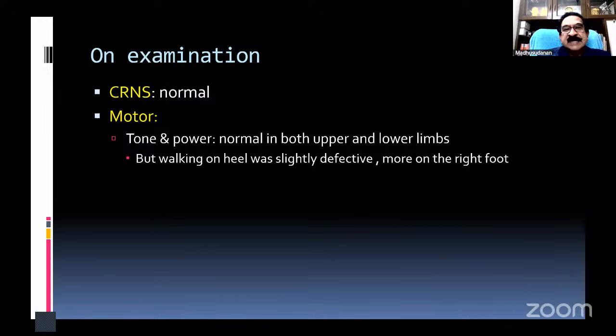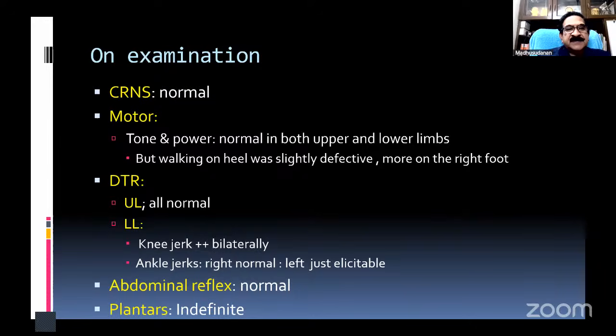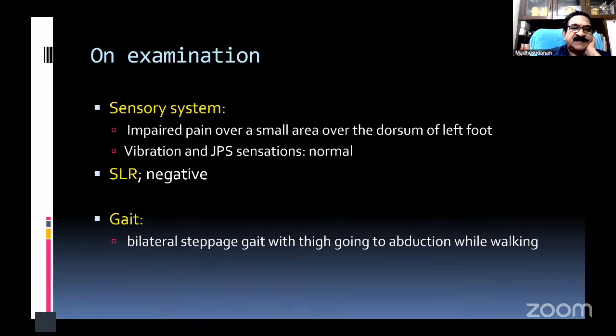Walking on heel was slightly defective, more on the right foot. DTR upper limb normal, knee jerk 2+ bilaterally, ankle jerk right normal, left just elicitable. Abdominal reflex normal, plantar indefinite. Impaired pain only over a small area in the dorsum of the feet. Joint sense and vibration all normal in the feet. SLR negative. Gait is a bilateral steppage gait with the thigh going into abduction while walking.